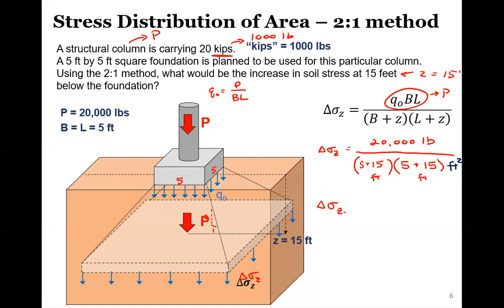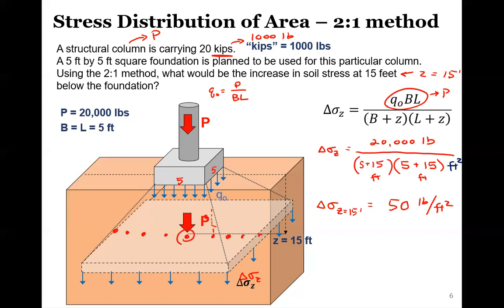So this delta sigma Z at 15 feet is equal to 50 pounds per square foot. That means if we were hanging out down here at 15 feet below the footing, we would not feel the 20 kips loading. We would feel 50 pounds per square foot. So again, what I mentioned last class is this limitation is saying that this 50 pounds per square foot is everywhere beneath the footing.